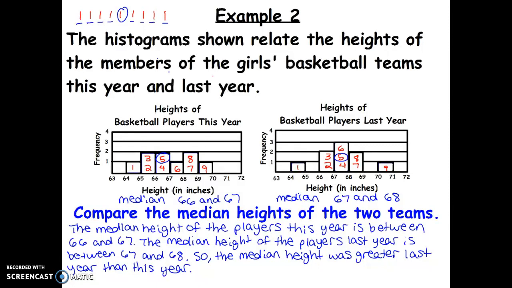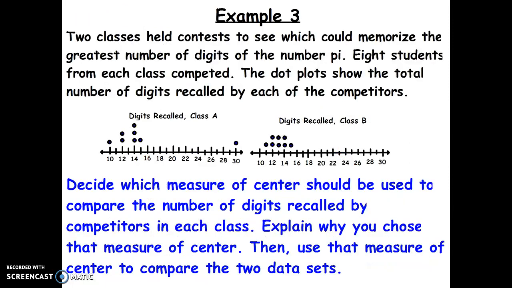All right, and lastly, let's look at example 3. 2 classes held contests to see which could memorize the greatest number of digits of the number pi. 8 students from each class competed. The dot plot showed the total number of digits recalled by each of the competitors. Decide which measure of center should be used to compare the number of digits recalled by the competitors in each class. Explain why you chose that measure of center, and then use that measure of center to compare the 2 data sets. So the 2 measures of center that we know of are mean and median.